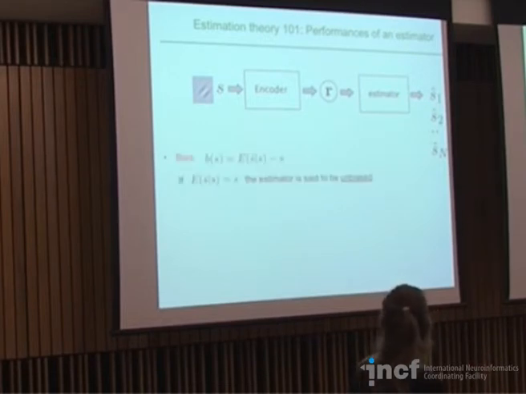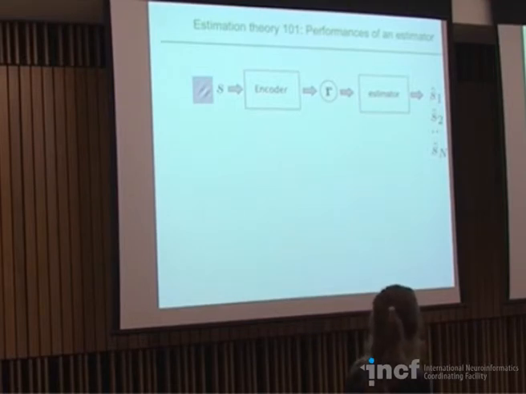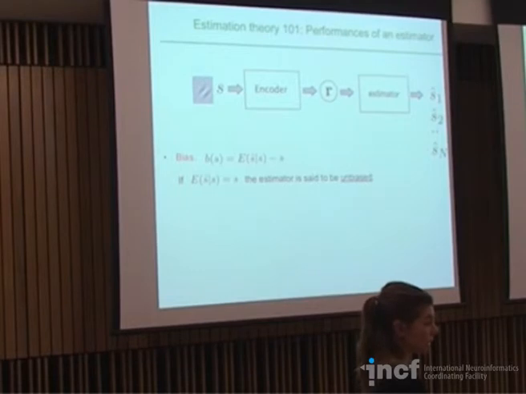The question is, how do people evaluate the performance of an estimator of all this transformation? How do you evaluate how good your guesses are? There are two quantities that you usually measure to characterize the performance of the estimator. The first one is the bias. The bias is the difference between the average guess at this stage and the stimulus in the external world. If the bias is equal to zero, the estimator is said to be unbiased. So if on average your guess is equal to the stimulus in the external world, your estimator is unbiased.